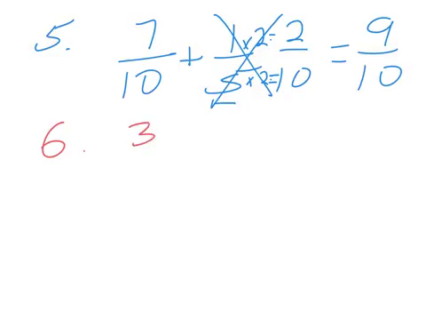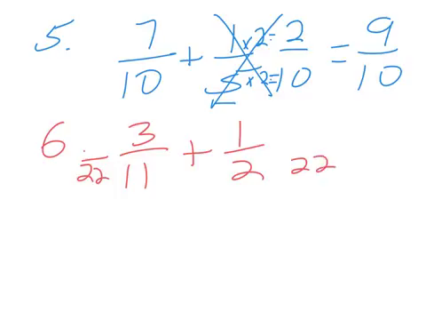Number 6, we have 3/11 plus 1/2. In this case, I cannot multiply 2 times anything to get 11 equally. And I know that 11 is not an even number, so I know I have to multiply these two denominators by each other. So 2 times 11 is 22. 22 is going to be the denominator of my new fractions.